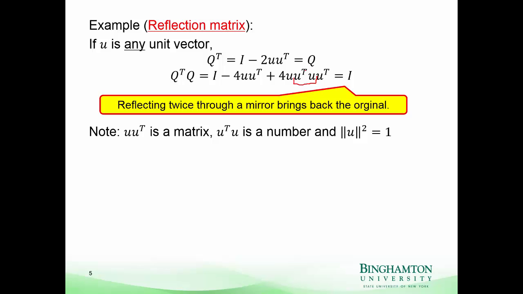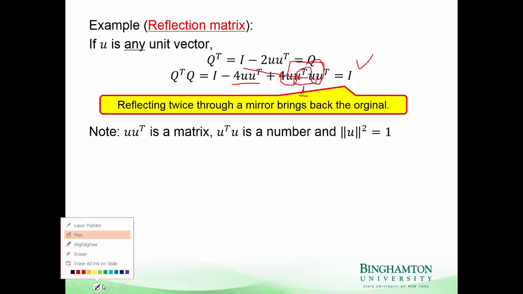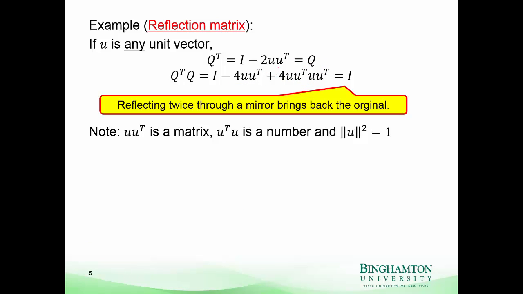We group them this way, so U transpose U becomes 1, and then with that 1, we get a U times U transpose, so we get a 4U times U transpose, a 4U times U transpose, so those cancel and we're left with the identity matrix. So that works out, and let me just quickly double check to see if that's what we would actually get.